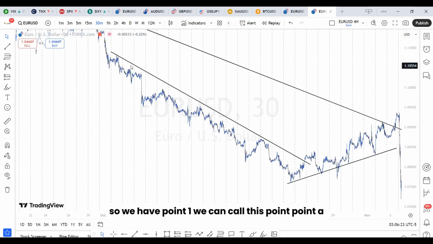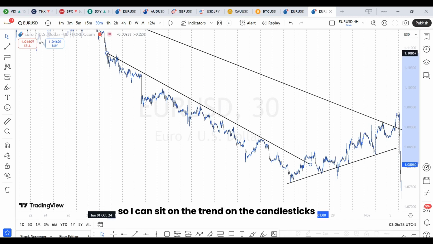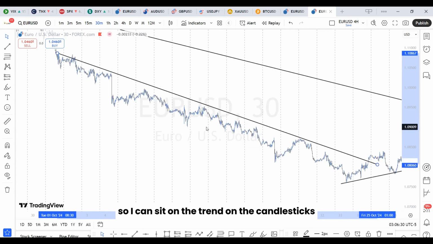So we have point 1, we can call this point A, we have point B. Let me draw it very well now so that it sits on the candlesticks.